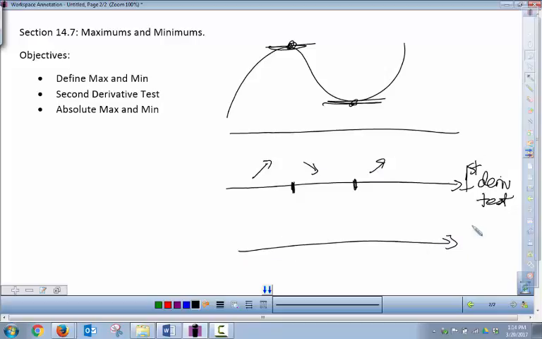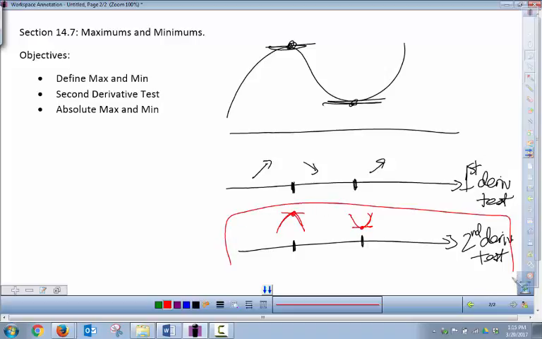But there's this thing that we had that we didn't use very much, where you look at the critical points themselves, and then you check whether they're concave up or concave down. If they're concave down, you know it's a maximum. If it's concave up, you know it's a minimum. So that's the second derivative test.